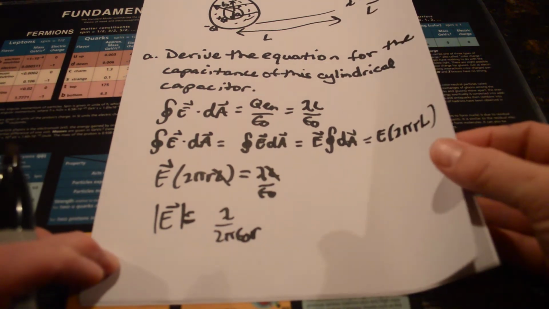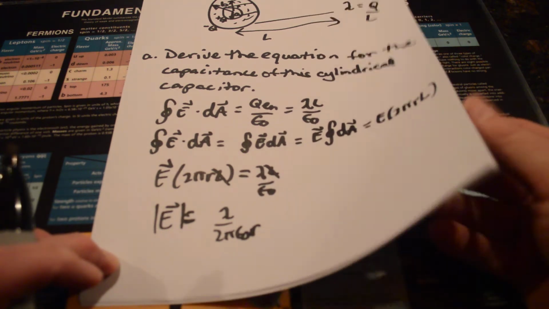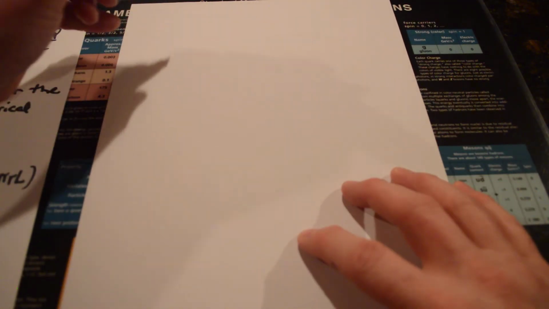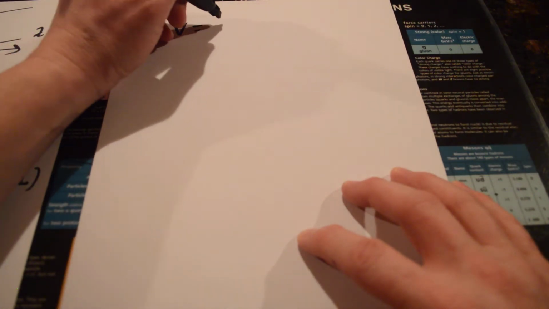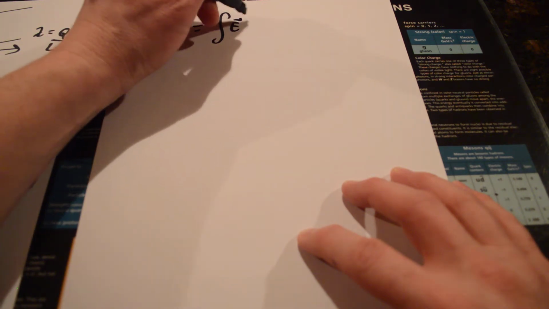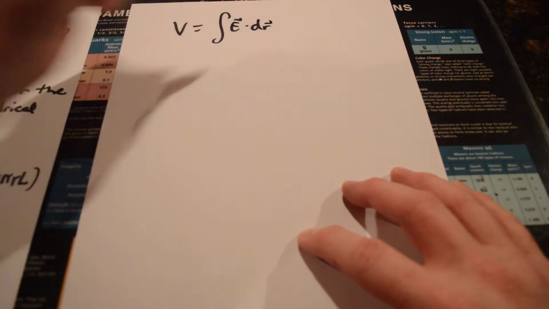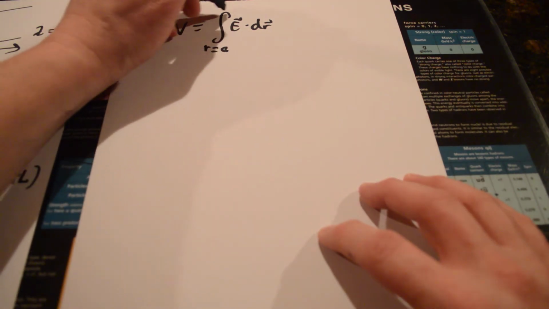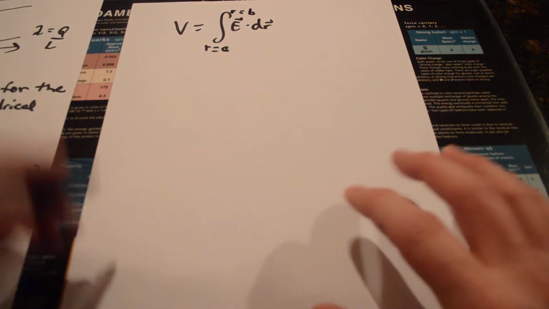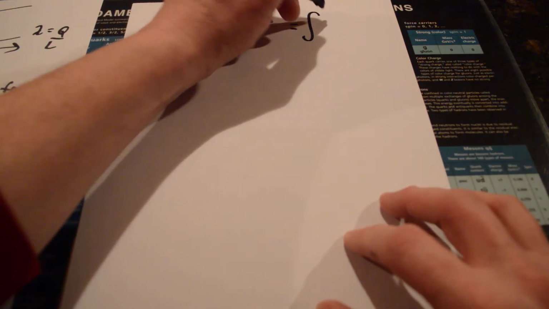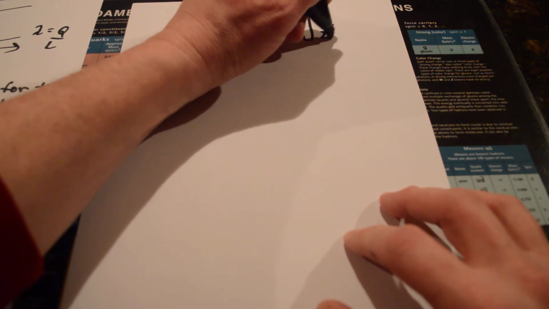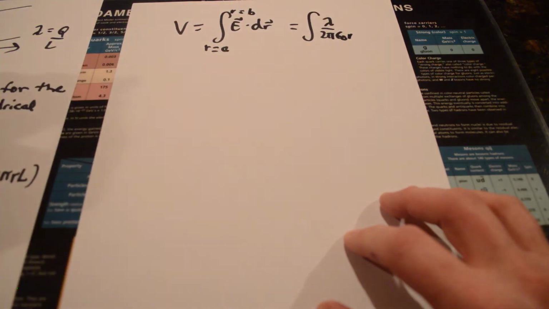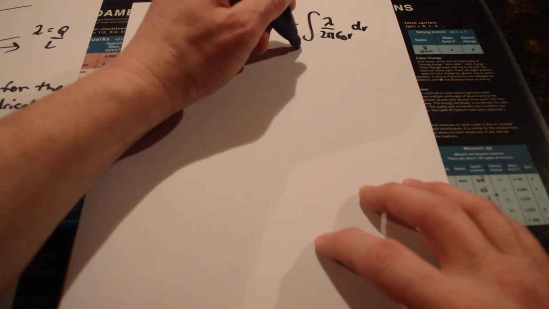That gets us part of the way there, because we're going to have to figure out the potential difference. So the voltage or the potential difference should be the integral of E dot dr, from a radius of A to a radius of B, where the electric field is lambda over 2 pi epsilon naught r, dr, from r equals A to r equals B.